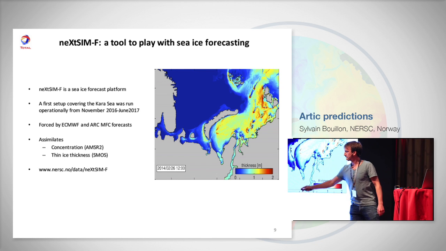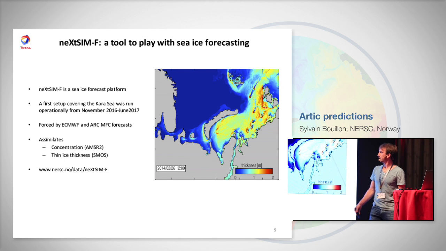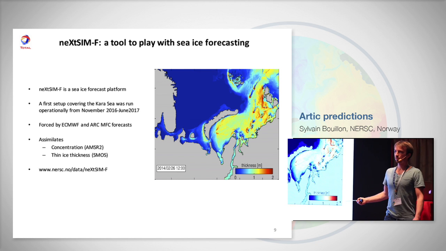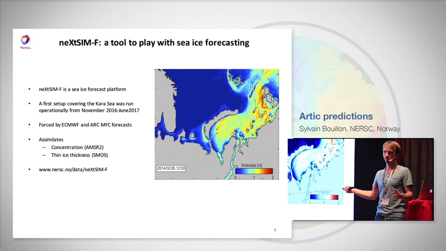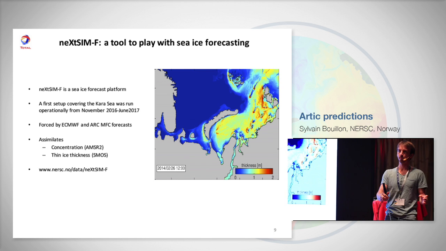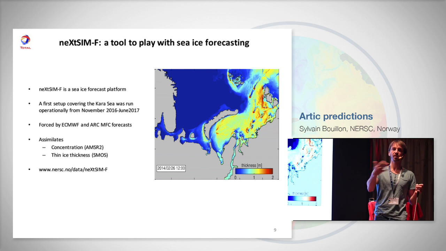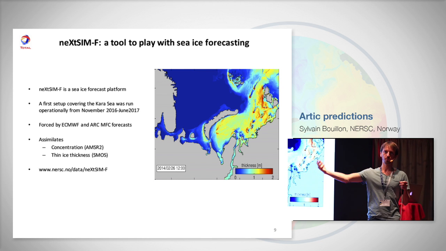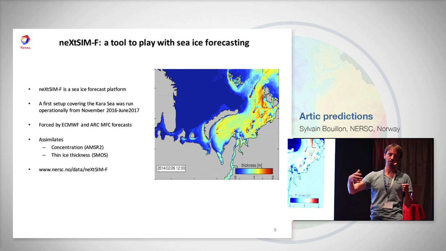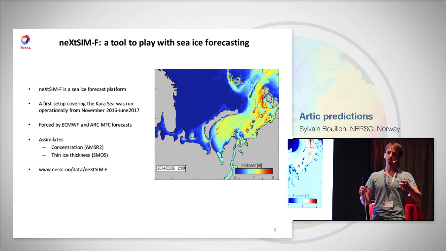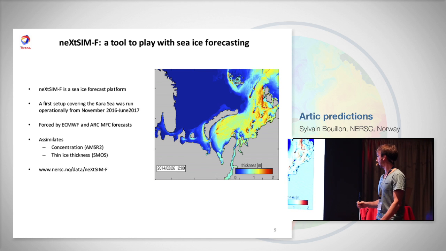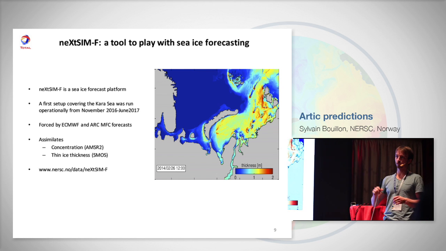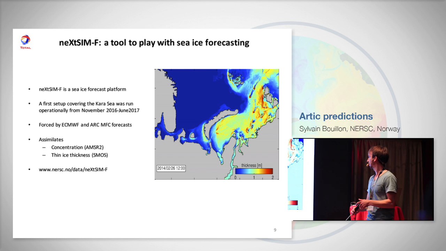You can find more information on this website, and what I will show now is an animation showing the analysis we got from the forecast system. So when you have a forecast system, you directly also get an analysis that is merging information from the satellite, from the data, and merging information from the model. So analyses are quite powerful because they are consistent with the data and consistent with the model physics.